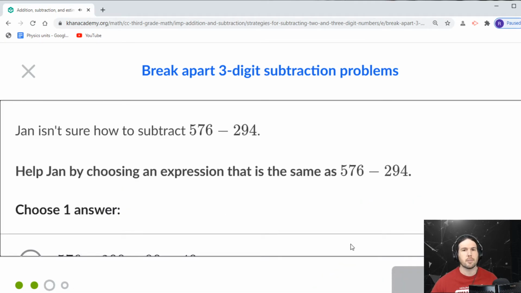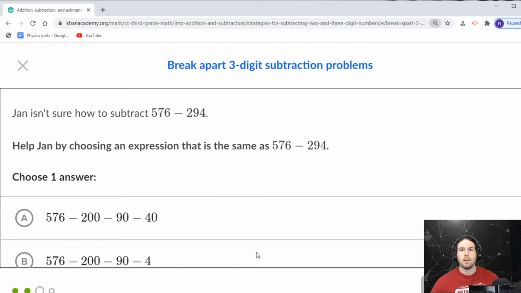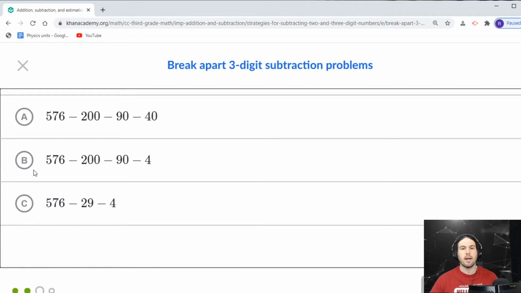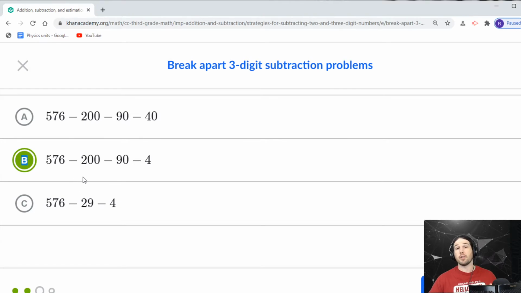Jan isn't sure how to subtract 576 minus 294. Well, A is close, right? It's minus 200, minus 90, but then it's minus 40. Tens instead of ones. Easy mistake to make. I think it's B. You take 576, you take away the 200, you take away the 90, you take away the 4.